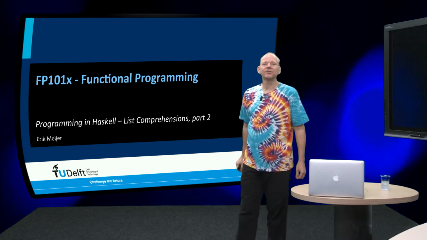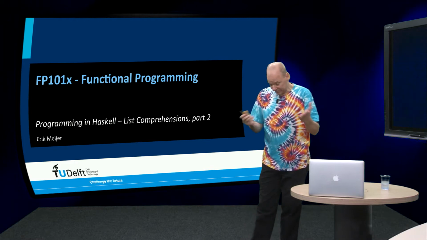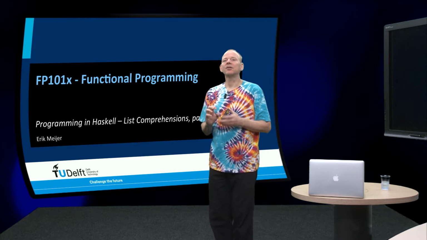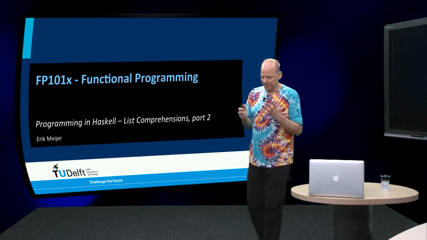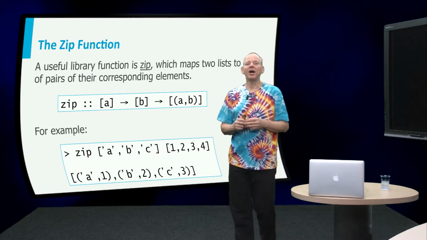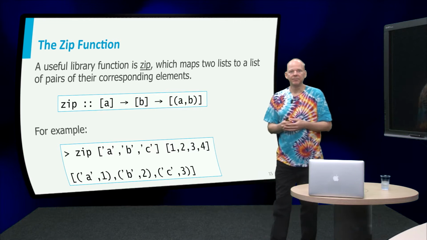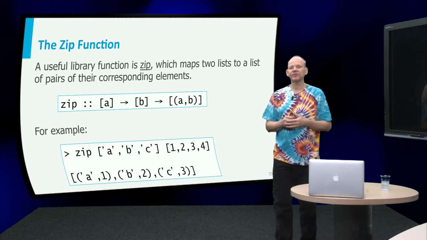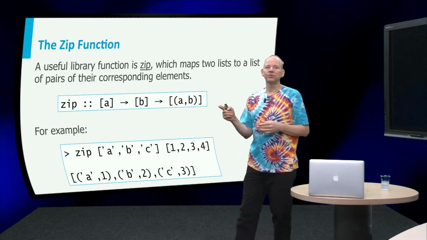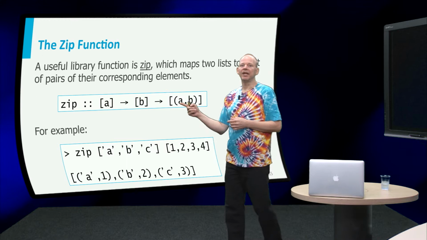Hey, welcome back to our lecture on list comprehensions. What we're going to do in the second part is talk about a function called zip that we can use to combine two lists into a single list. And here's the signature for zip. So zip has type list of A to list of B to list of pairs of A, comma B.